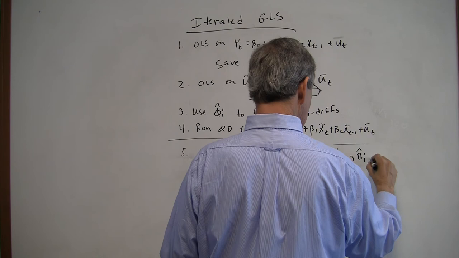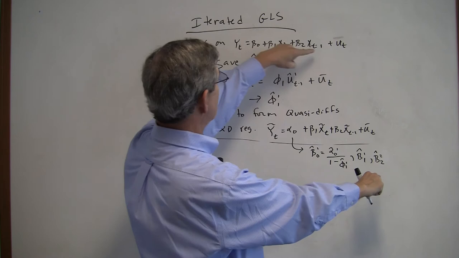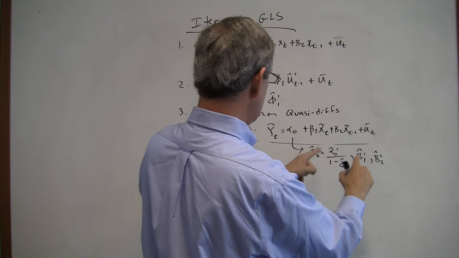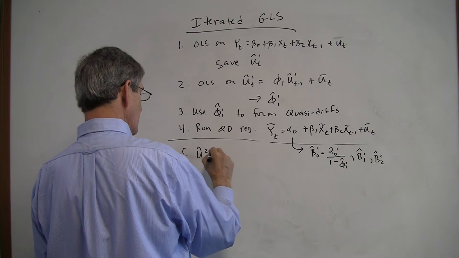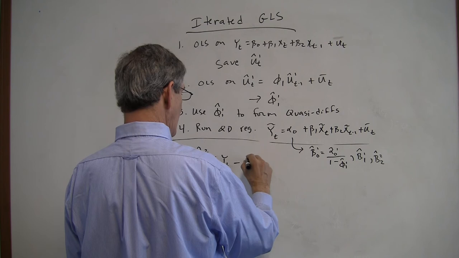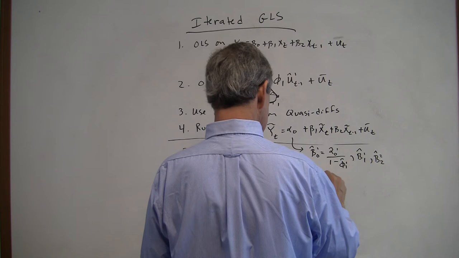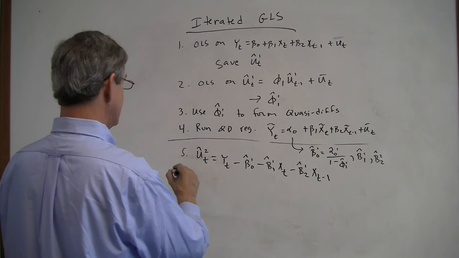Now these betas are different than the betas up here in our original regression. Presumably they're better because these are fully efficient and consistent. So presumably these are better estimates. And so we're going to use these to form u t hat 2, which is yt minus beta naught 1 hat minus beta 1 1 hat xt minus beta 2 hat xt minus 1. And then we just loop back to here.